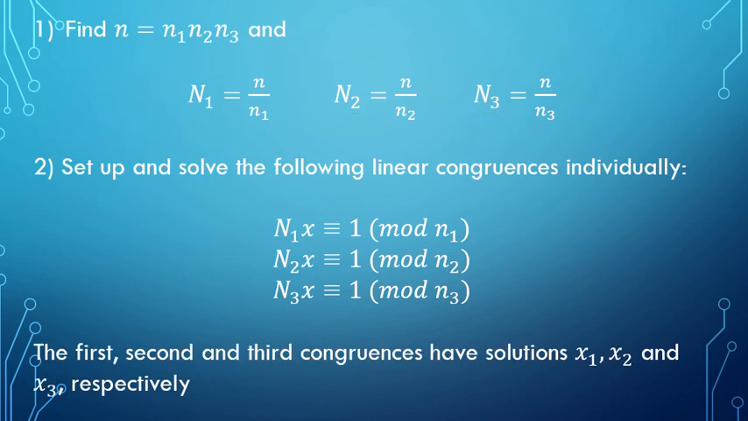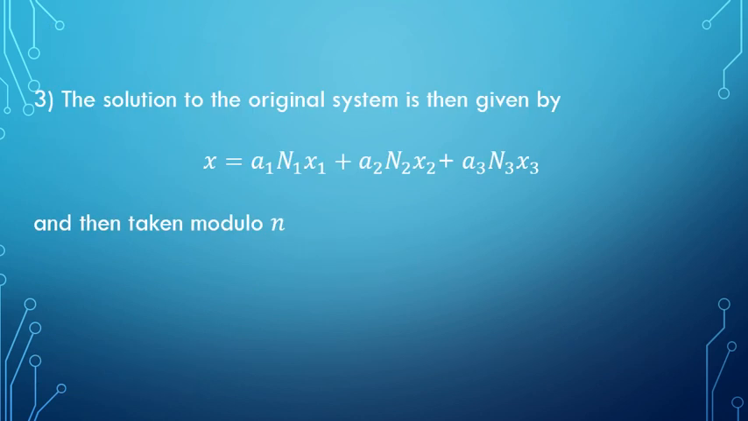So, as we said, we want to solve each of these linear congruences on their own. The first, second, and third congruences will have solutions x1, x2, and x3 respectively. So x1 is the solution to the first one, x2 is the solution to the second one, x3 is the solution to the third one. What do we do with these x1, x2, and x3s? We're going to use those in the calculation to help us begin to find what our solution to the given problem was. So the solution to the system that we were given at the start is then given by x here, and this is the formula for x.